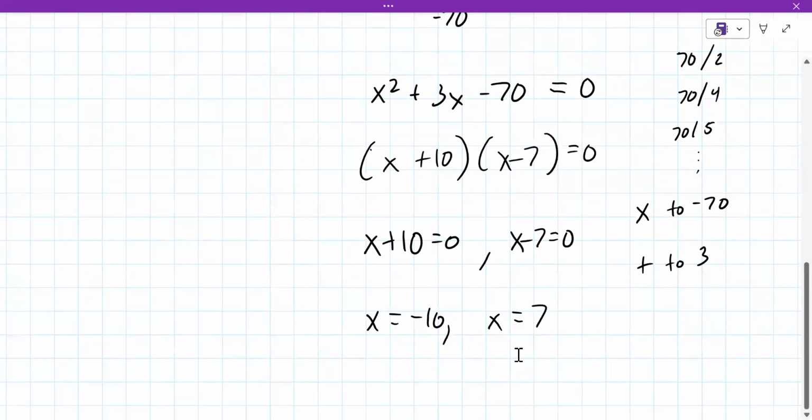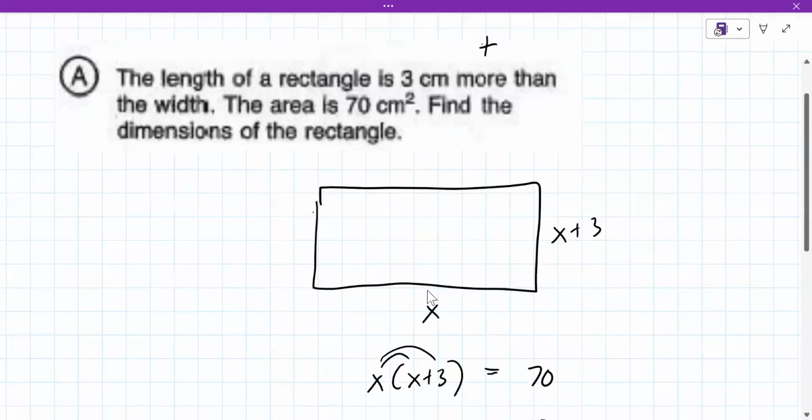The negative 10? Well, we're looking at less, actually, right? No. Yeah, the 7. So x has to be 7. All right, which means that the other dimension is 10. Well, one's the length and one's the width. It doesn't really matter which one is which. You just have to label the two dimensions.